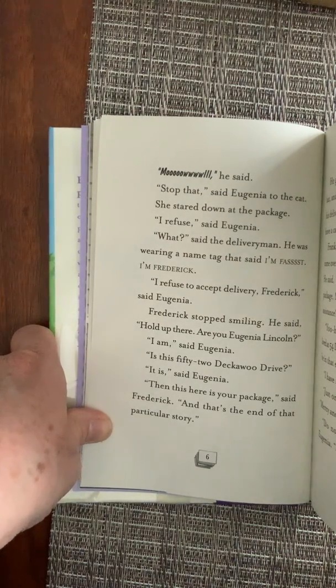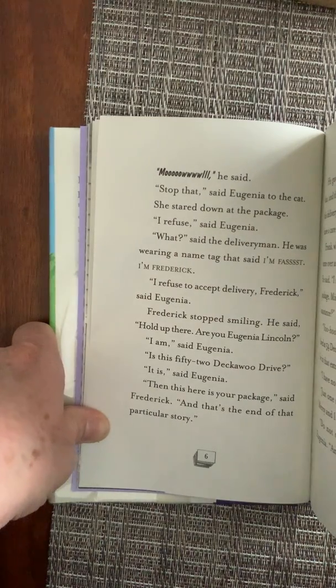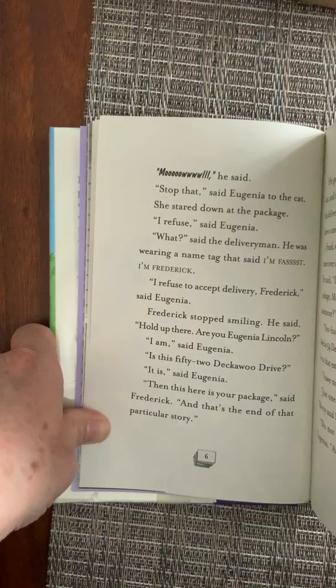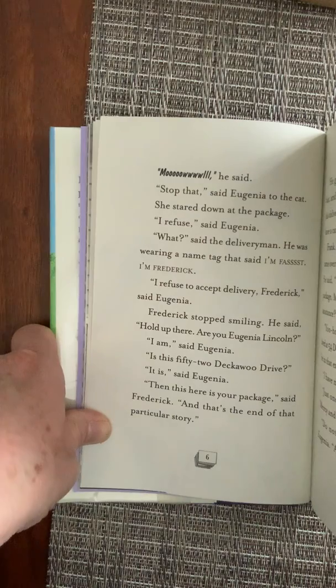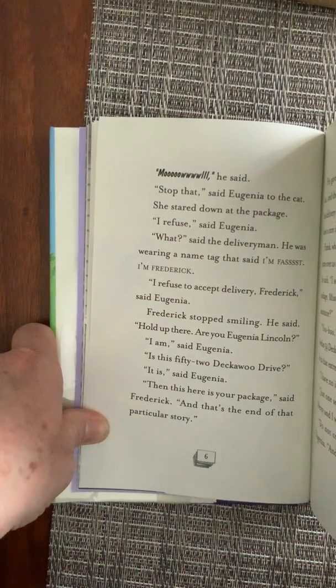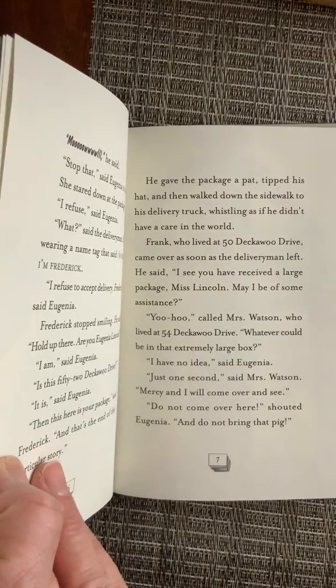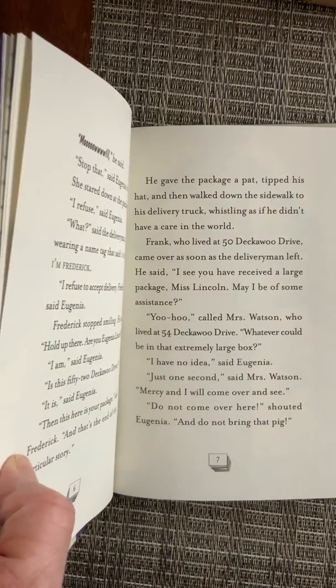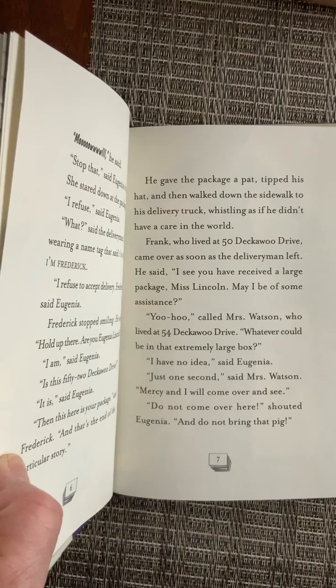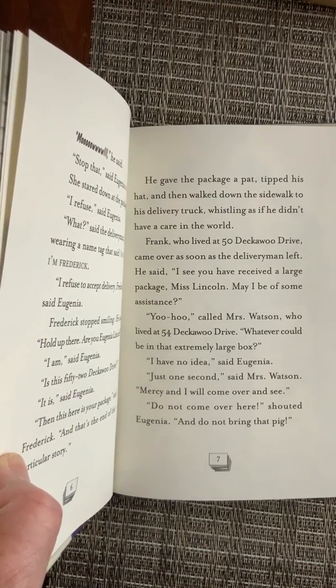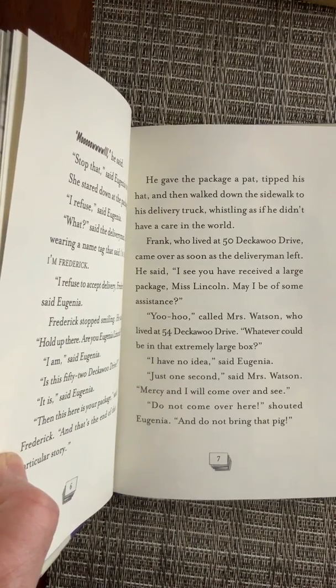Frederick stopped smiling. He said, "Hold up there. Are you Eugenia Lincoln?" "I am," said Eugenia. "Is this 52 Decawoo Drive?" "It is," said Eugenia. "Then this here is your package," said Frederick. And that's the end of that particular story. He gave the package a pat, tipped his hat, and then walked along down the sidewalk to his delivery truck, whistling as if he didn't have a care in the world.